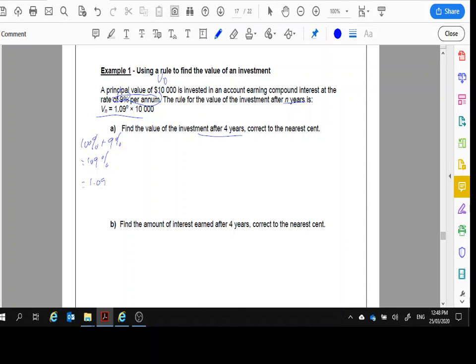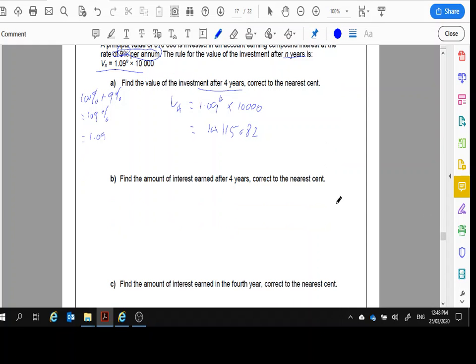Okay. So we're going to have V of 4 equals 1.09 to the power of 4 times 10,000 to get to 4 years. And when we work that out, we get 14,115.82. The amount of interest earned after 4 years. If we had $10,000 to start off with, and at the end of the 4 years we've got $14,115.82, our interest is 14,115.82 minus the 10,000 that we started off with. So we have $4,115.82 worth of interest.